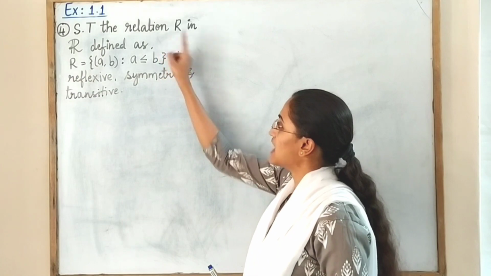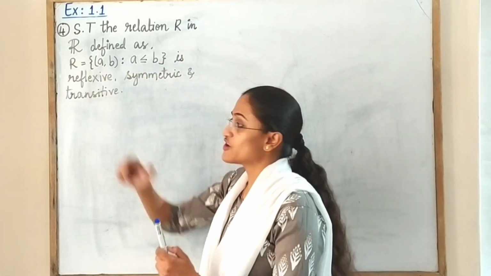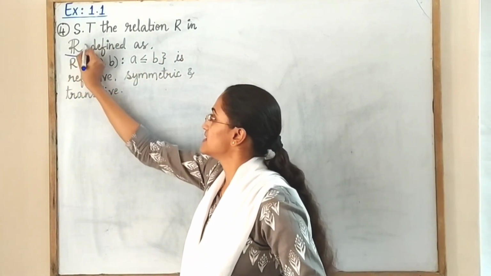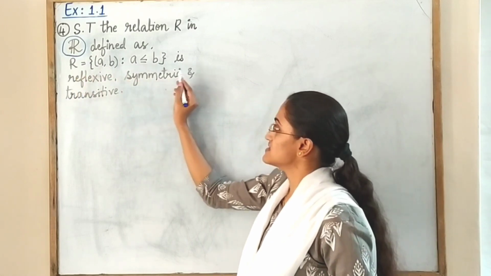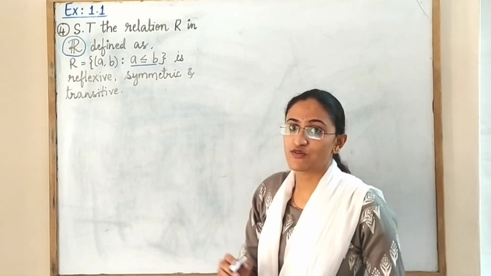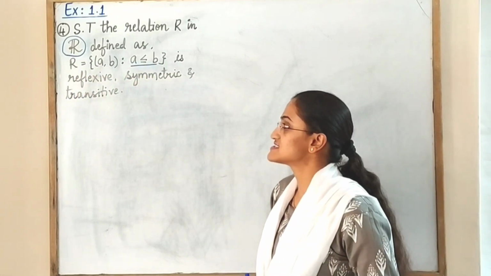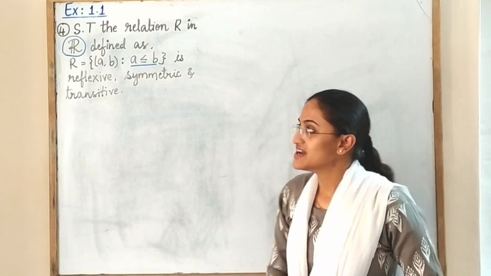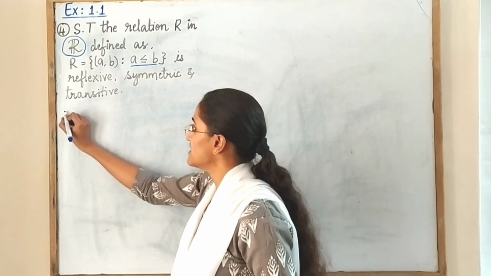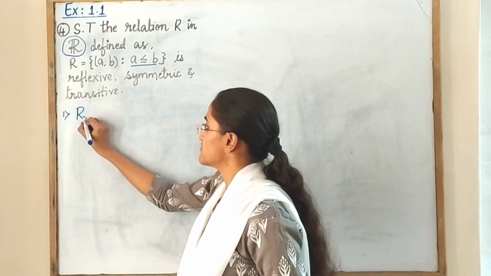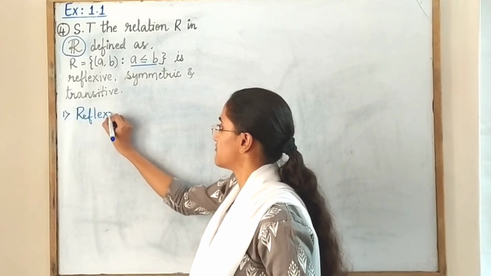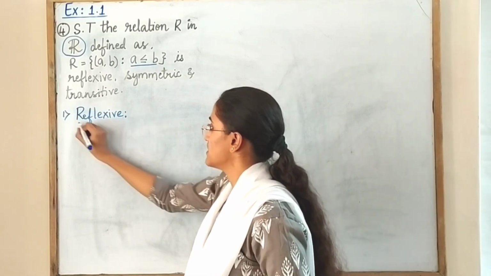Show that the relation R in the set of real numbers defined by this, that is A is less than or equal to B, is reflexive, symmetric and transitive. Let us start generally again. Starting with the first one, that is the reflexive one.